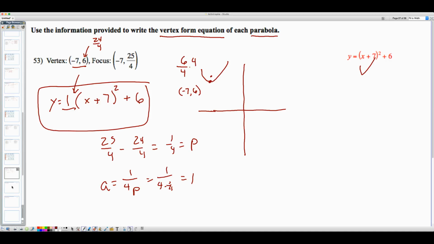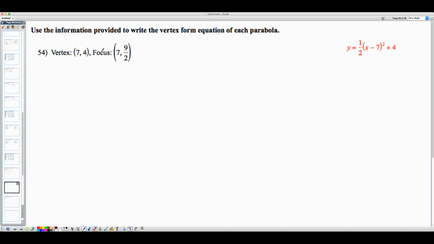Let's try another one of these, maybe two more of these. Vertex, this is my h and k. And the focus is going to be at 7, and the y value is going to be different. So let's just look at the sketch of this real quickly. If I have 7 and 4, here's my vertex, and my focus is going to be 7, and 9/2 would be a little bit more than 4. So it's going to be up here. It's going to open up again like this.